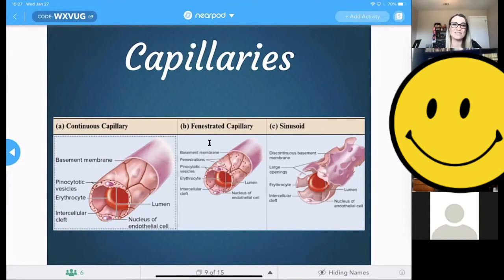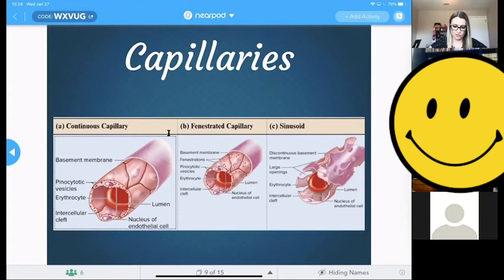There are different kinds of capillaries. So continuous capillaries are completely lined with endothelium. They're surrounded by a basement membrane. That's a complete basement membrane. Most capillaries in your body are going to be continuous capillaries. So most of them are these ones, the continuous ones.